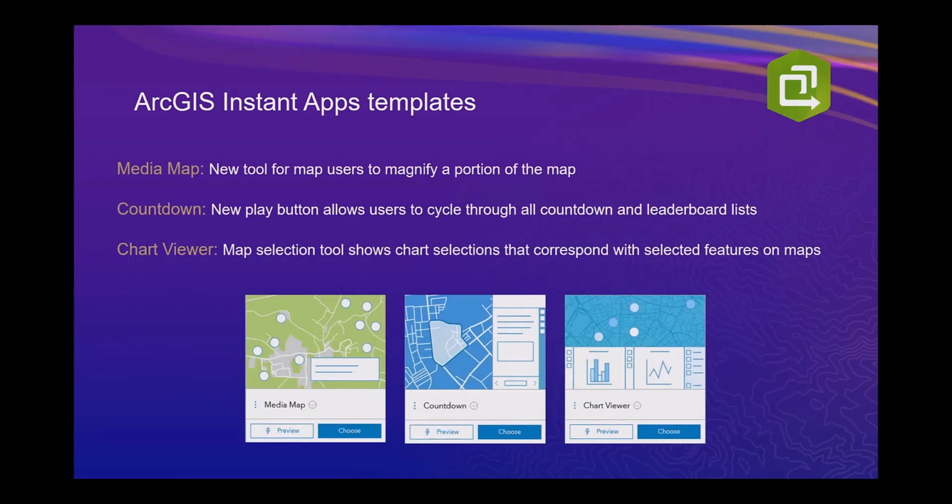In Media Map, there is a new tool that allows users to magnify a portion of the map. In Countdown, you can include a play button that allows users to cycle through all the countdown and leaderboard lists without requiring additional interaction. Chart Viewer now has a map selection tool to show chart selections that correspond with features selected in the map.